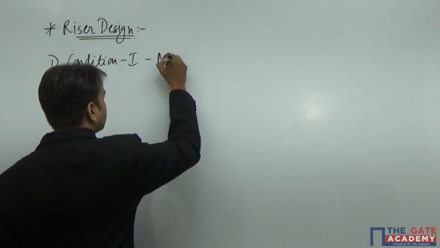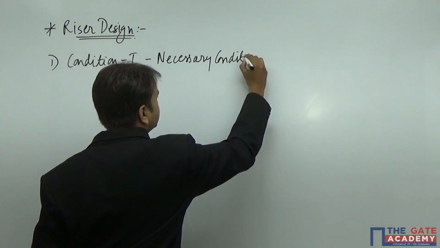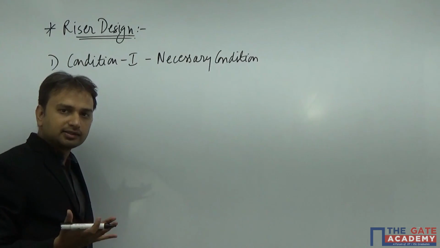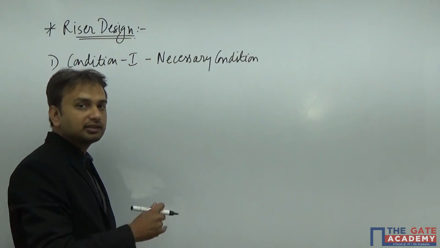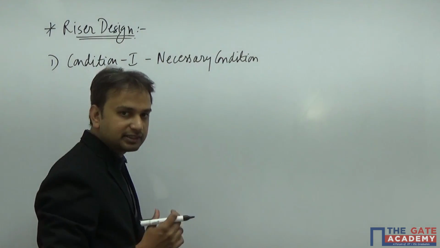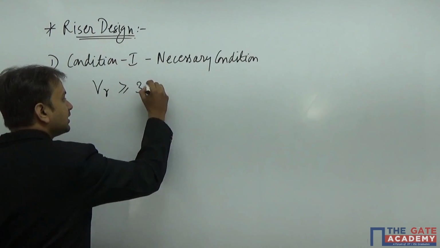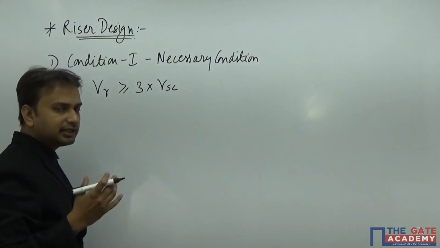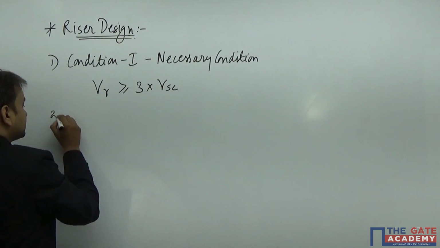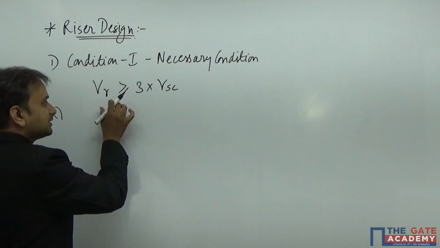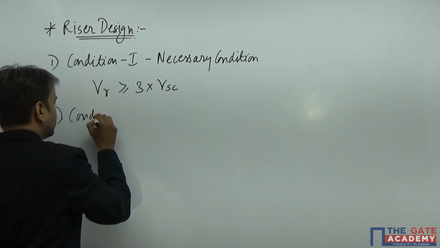Okay, necessary condition. What do you mean by necessary condition? Necessary condition means until unless this condition is satisfied, you cannot design the riser. So the first and foremost thing that you need to look after while designing the riser is fulfilling this condition. And what is this condition? It is that the volume of riser has to be greater than or equal to thrice the shrinkage volume, right? It has to be thrice the shrinkage volume. Very good. And this is known as the necessary condition. So once you have made the riser thrice the shrinkage volume, we will move to the next condition, which is condition number 2.